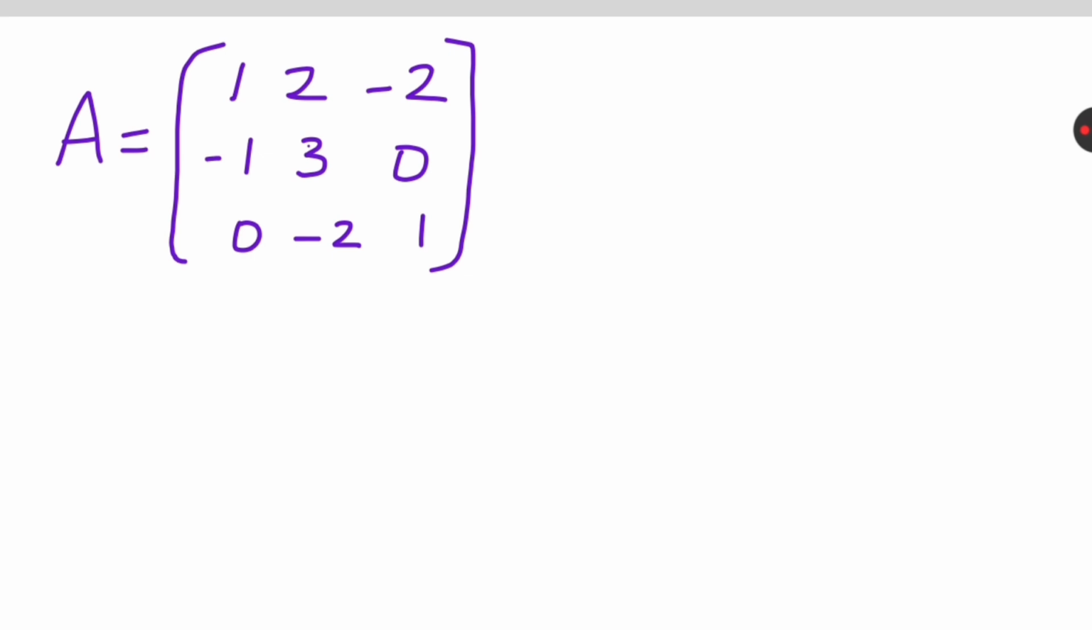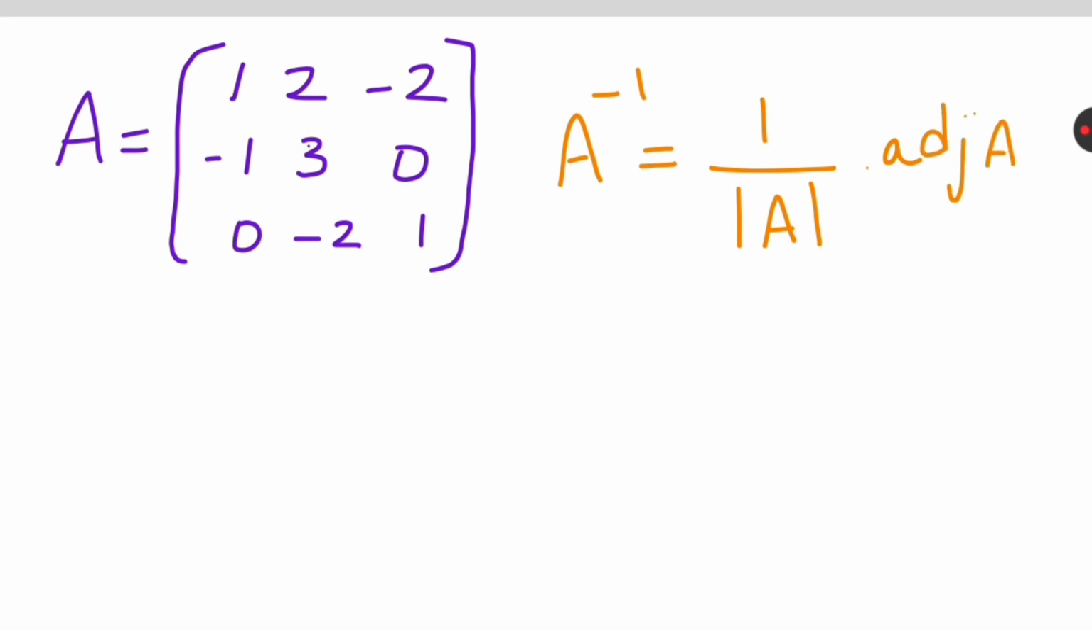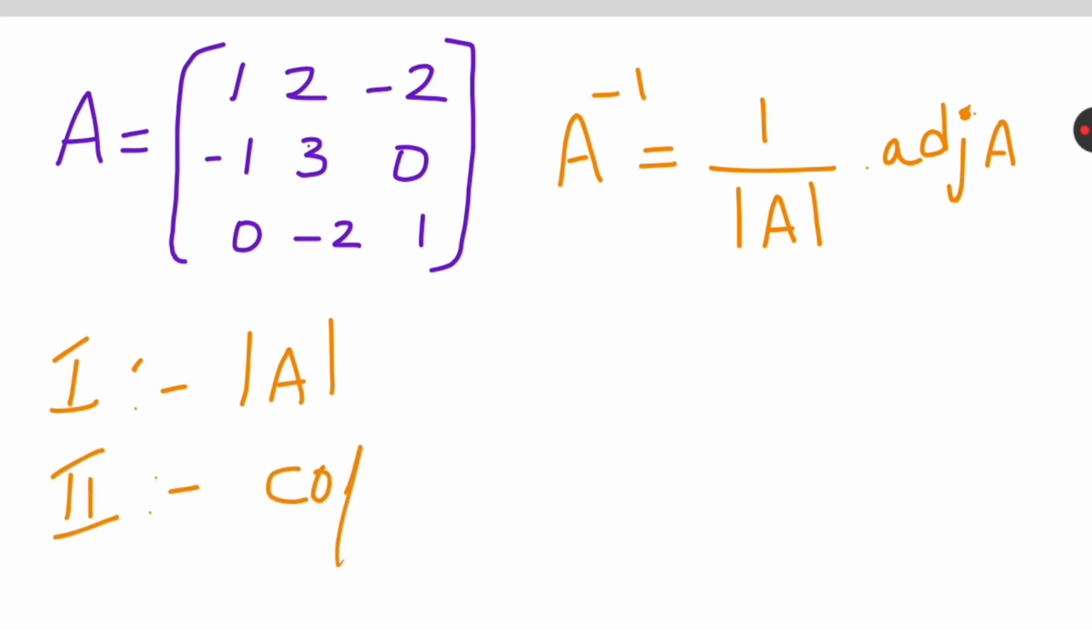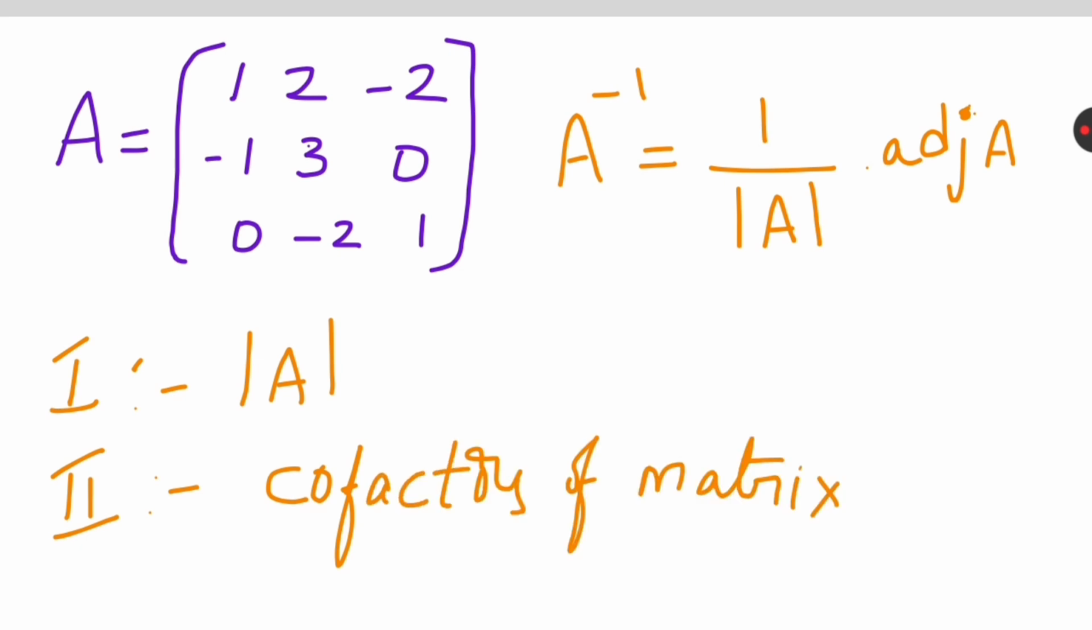So now, what is the formula for the inverse of the matrix? That is 1 over the determinant of A, which is represented as mod A, times adjoint A. So that means our first step is to find the determinant of A. The second step is to find the adjoint of A. First you need to find the cofactors of that matrix. After finding the cofactors, you need to transpose that matrix. Then we are going to get the adjoint of A, isn't it?